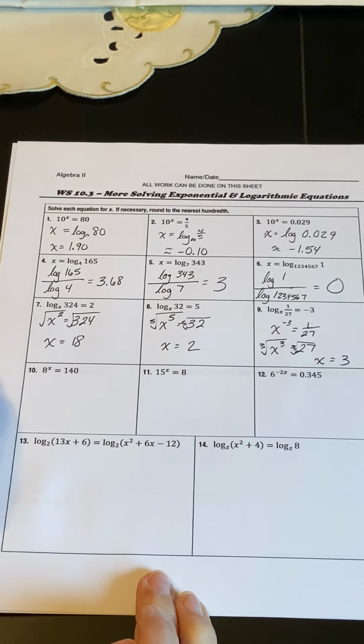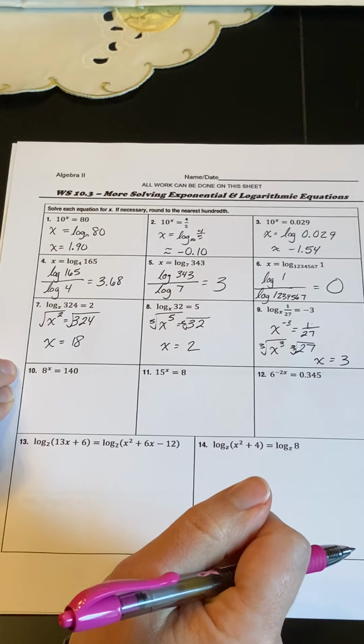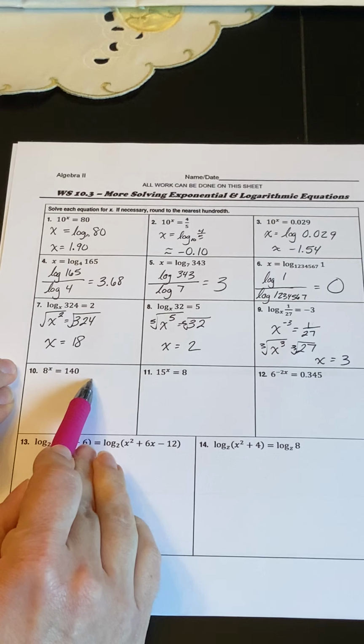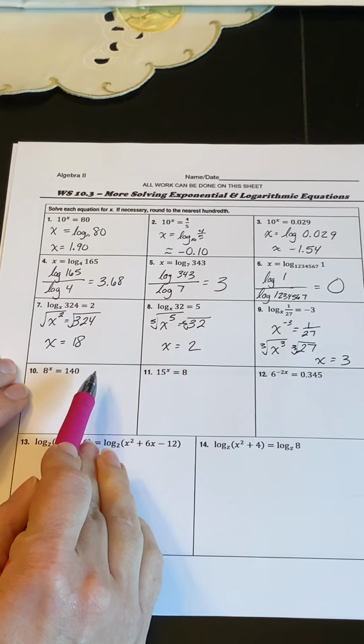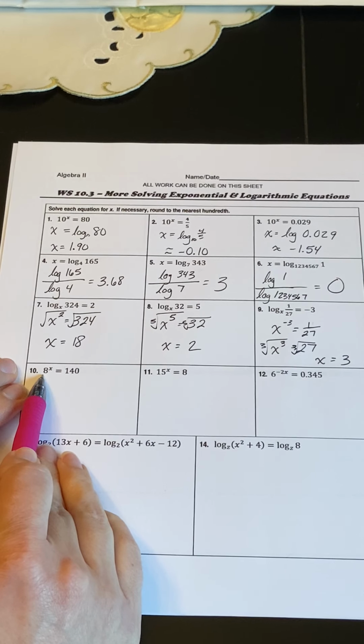Okay, number 10, last one. And then I'm going to see what you guys can come up with for the rest of them. All right, so in this case, I have the exponential form. Problem is it's not a base 10, so that's not going to work out for us.